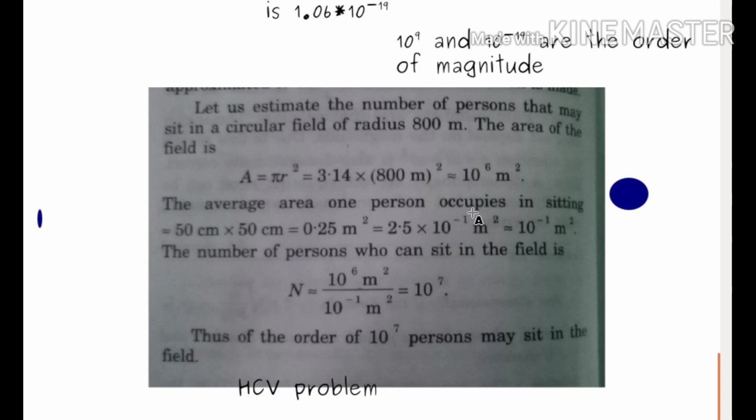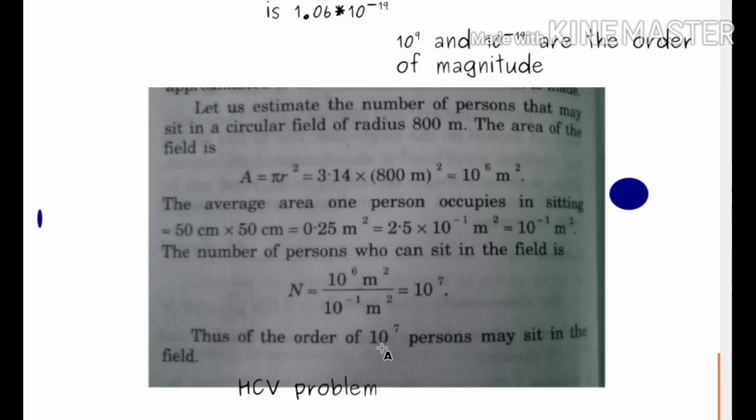On calculating the area using the formula A equal to pi r square, use copy and pen for calculating this. You are not a layman, you can at least calculate area. So calculate the area and ignore the number that is before 10 to the power 6. Ignore the value of A, because we are now interested only in order of magnitude. Dividing both the quantities, you will have 10 to the power 7. So the persons who can sit there are in the order of 10 to the power 7.